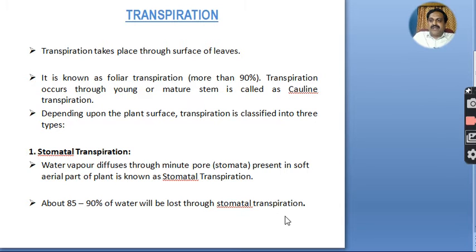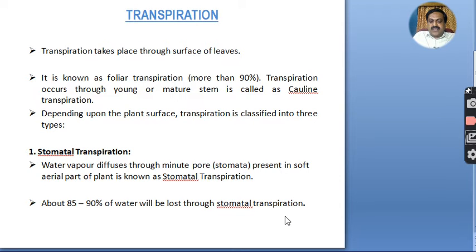Stomata are confined to the leaf and the stem. They are absent completely on the root system. The stomata in the stem are present only when the stem is young. If the excess water is lost through the stomata on the stem and also on the leaf, such transpiration is called stomatal transpiration.